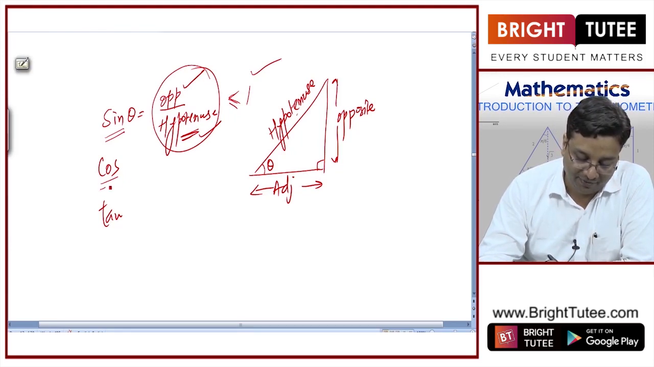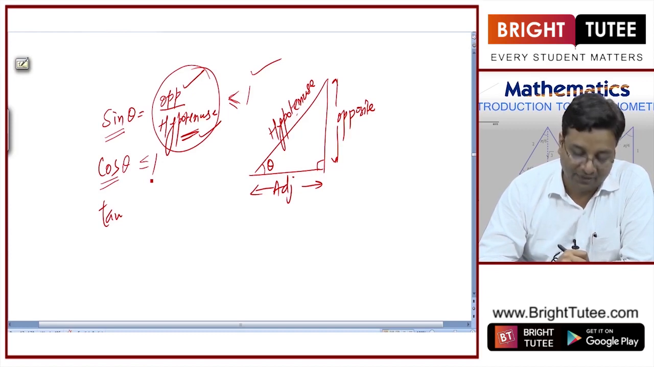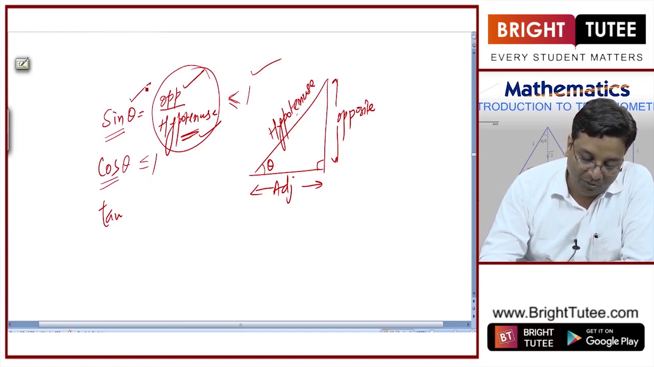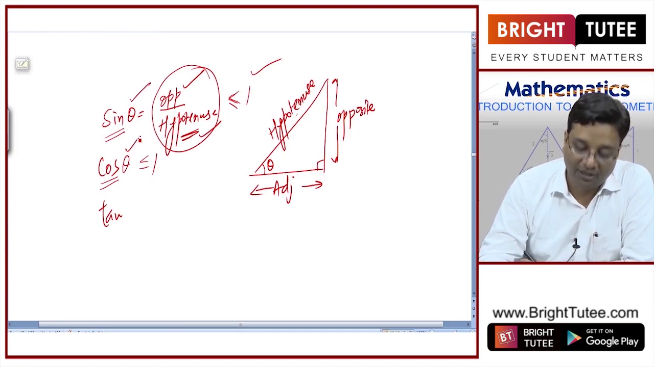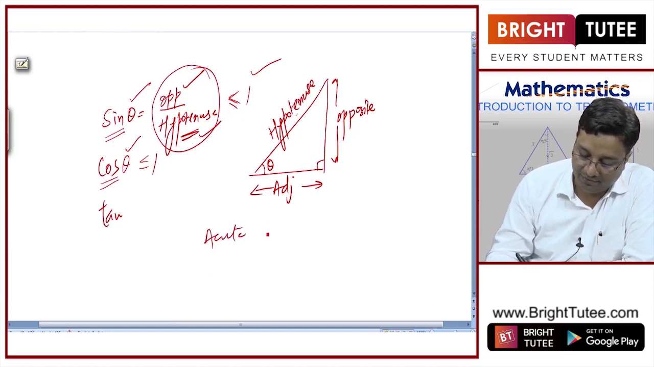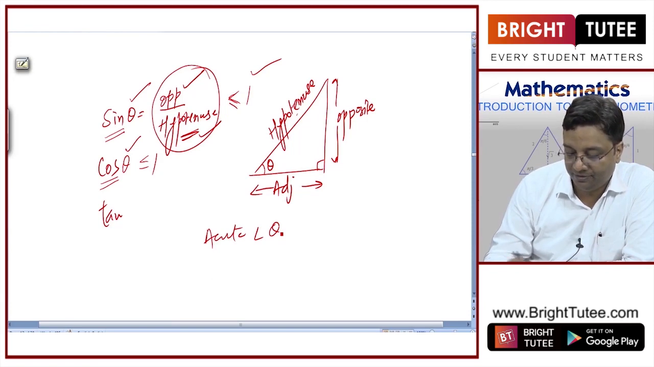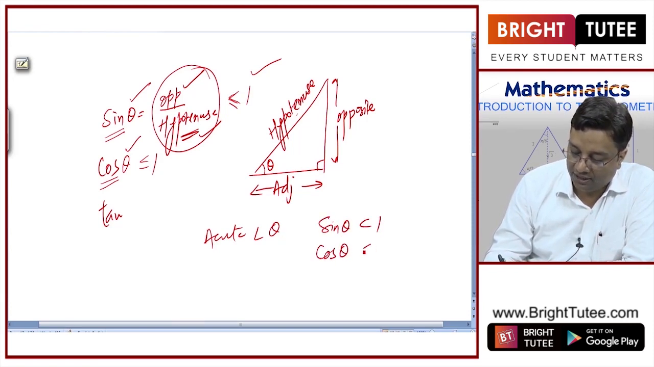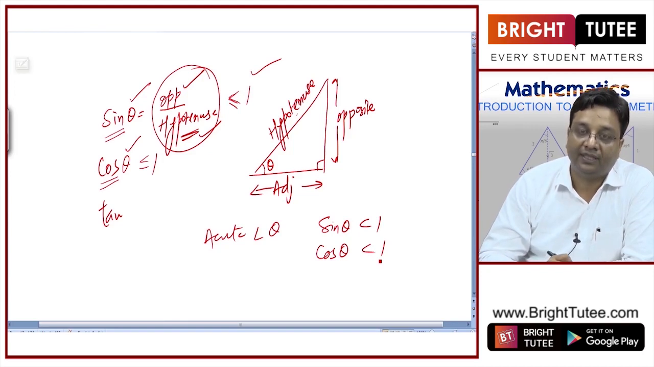Similarly, we can say the cos of an angle is always less than or equal to 1. But if you take this as acute angle theta, then it will be strictly less than 1. So for acute angle theta, sine of theta is less than 1, cos of theta is less than 1, right?